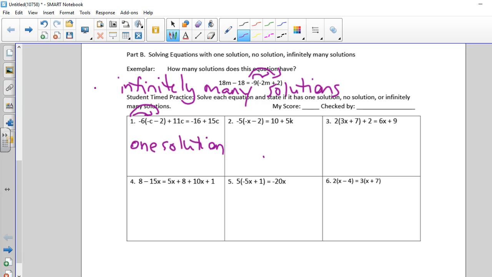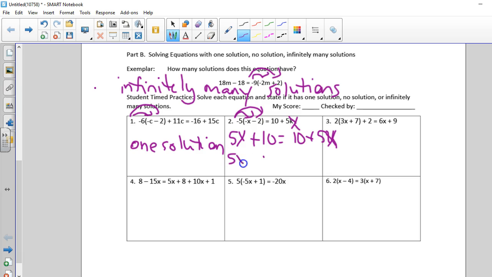Number 2, distribute to simplify. Negative 5 times negative x is 5x. Negative 5 times negative 2 is positive 10, equals 10 plus 5x. Sorry guys, typo. They have to be the same variable. So 5x plus 10 is equal to 10 plus 5x.